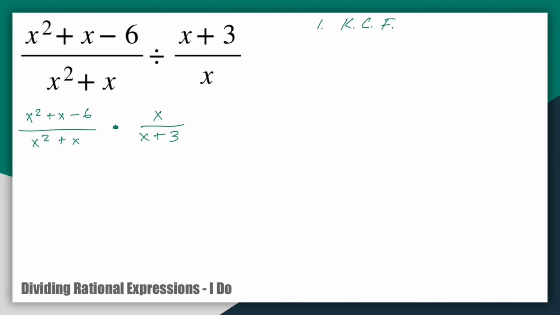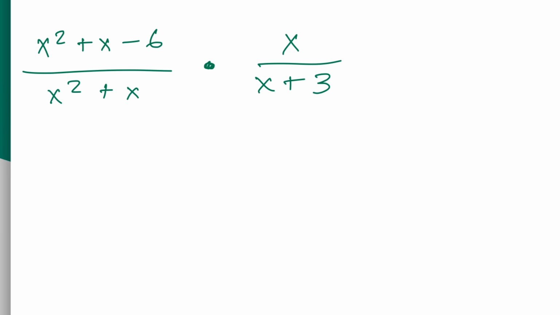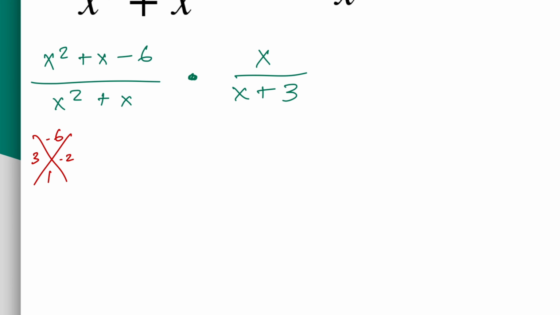Okay, so hopefully you gave this a try, and now you're treating it like it's a multiplication problem. You're going to factor everything. We're going to start with that top left, x squared plus x minus 6. We need to do the diamond factor. We get a negative 6 up top, a 1 on the bottom. We ask ourselves what times what is negative 6 that adds to be 1. The answer would be 3 and negative 2. So this top becomes x plus 3 times x minus 2, over x squared plus x, but we're going to factor that in a second.